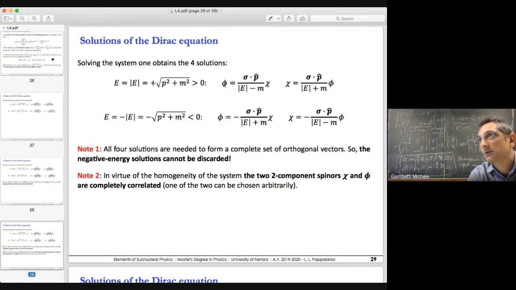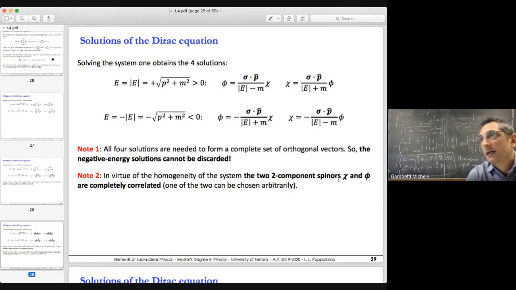So each solution contains both. You obtain these if you fix this one, you obtain this one if you fix the other one, and so on, okay? And additionally, all four solutions are needed to form a complete set of orthogonal vectors. So we cannot discard the negative energy solution. So this is, let's say, a brute beast that we have to deal with and also to understand. We cannot just discard these apparently unphysical negative energy solutions.